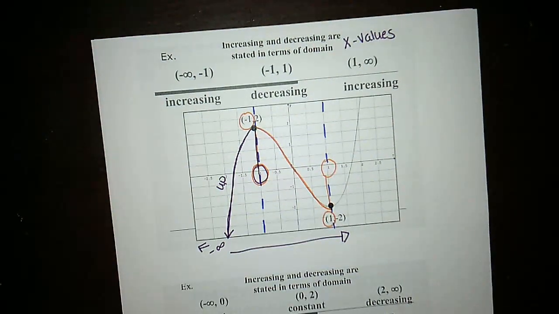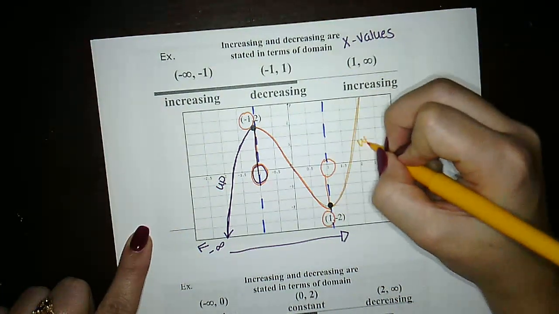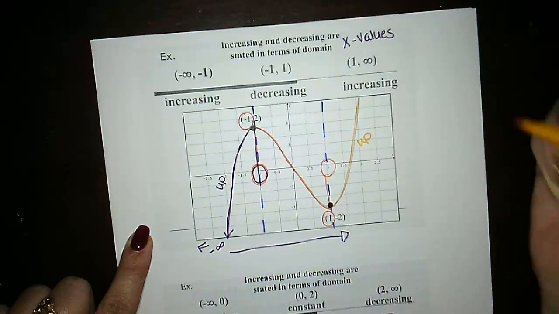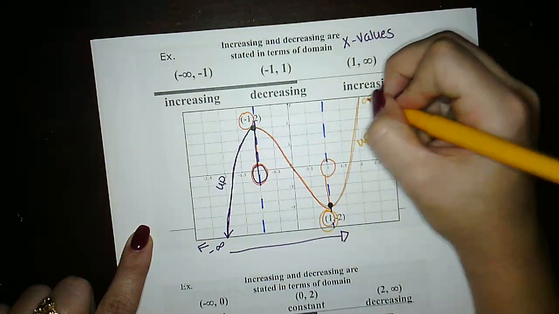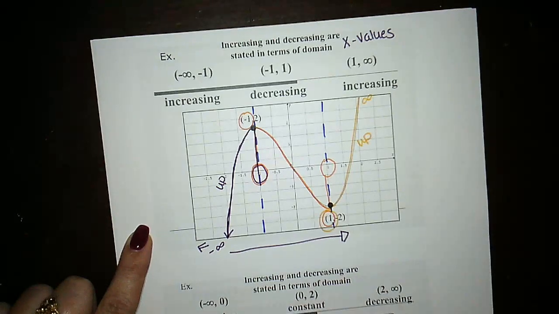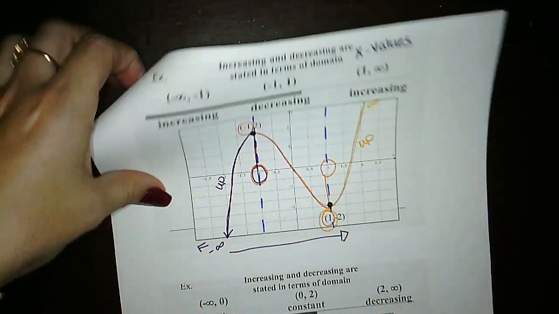And then I look at my last bit of my function, and here it's going back up. So it's increasing. And again, you're only looking at x values. So it's going from 1 all the way to +infinity. So these are your intervals of increasing and decreasing. Let's look at another one.